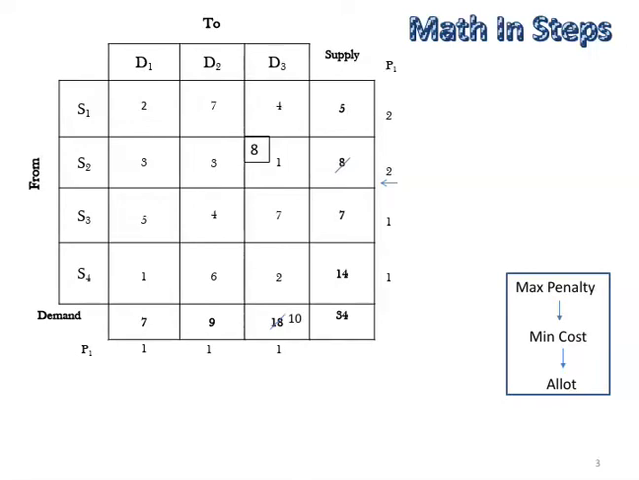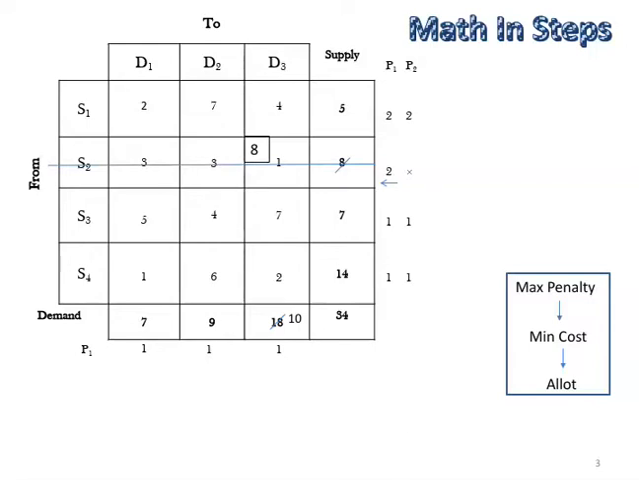So as supply of S2 is complete, we'll cancel the S2 row. Now we will find second stage penalties. For the first row, again the minimum is 2, next minimum is 4, so difference is 2. For the second row, as we have cancelled it, we will not find any penalty. For the third row, again it is 4 and 5, difference is 1. For the fourth row, again minimum is 1 and next minimum is 2, so difference is 1.